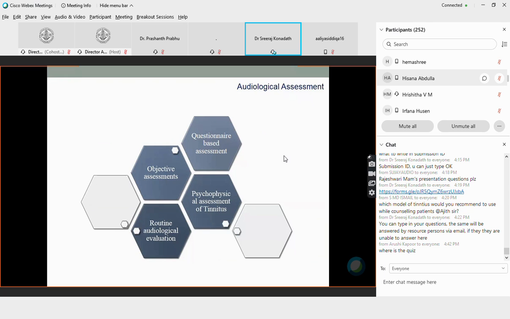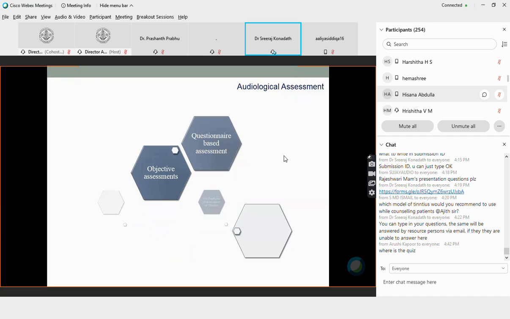So that is about objective assessments. Again I'm summarizing, in objective assessments you have to go for impedance evaluation. For the reflex, you have to be careful, or you have to know that there is no hyperacusis when you're going for that evaluation. And you also can do eustachian tube function test to identify any problems related to the eustachian tube. And next is questionnaire based assessment.